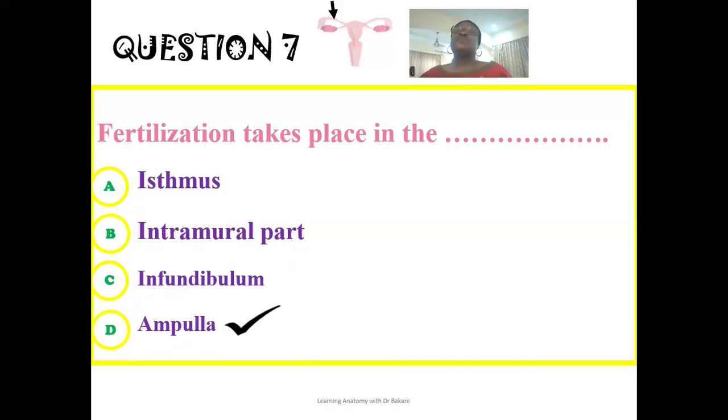The ampulla is the region where fertilization would take place within the uterine tube. In the ampulla, the microenvironment of this region is conducive for the process of fertilization. And this is why this process would occur in this specific region.